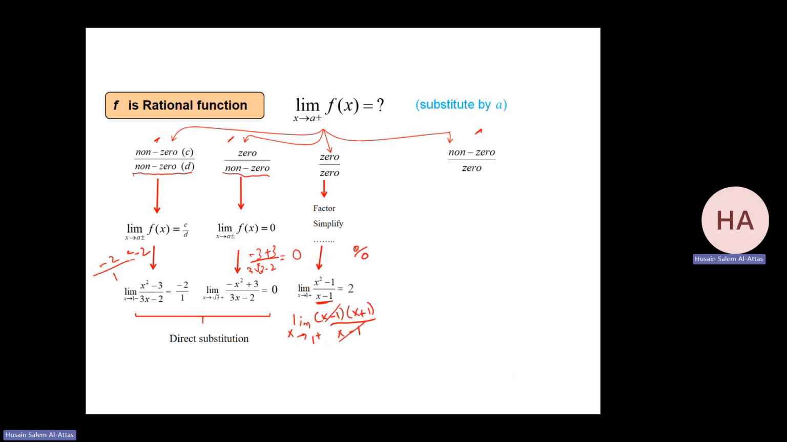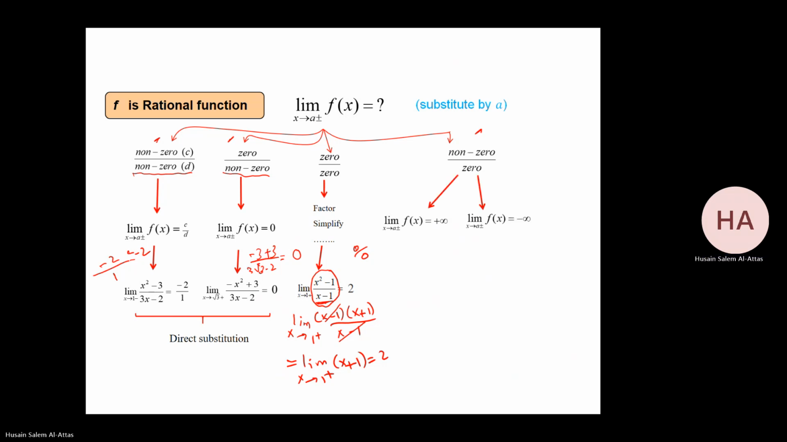So this is cancelled. So we get the limit as x goes to 1 from the right of this one, and we just substitute, and we get 2. That's what will happen. So we need to rewrite this function in a way that you can do the limit, or it can be the last case.